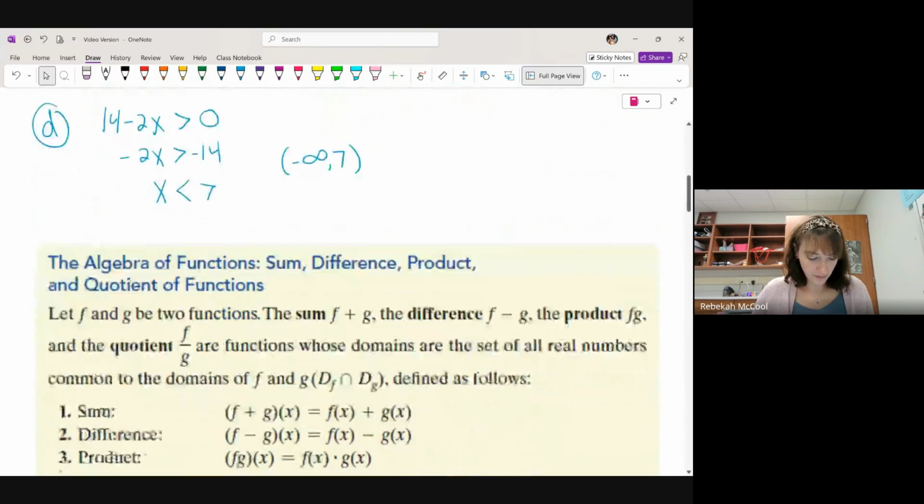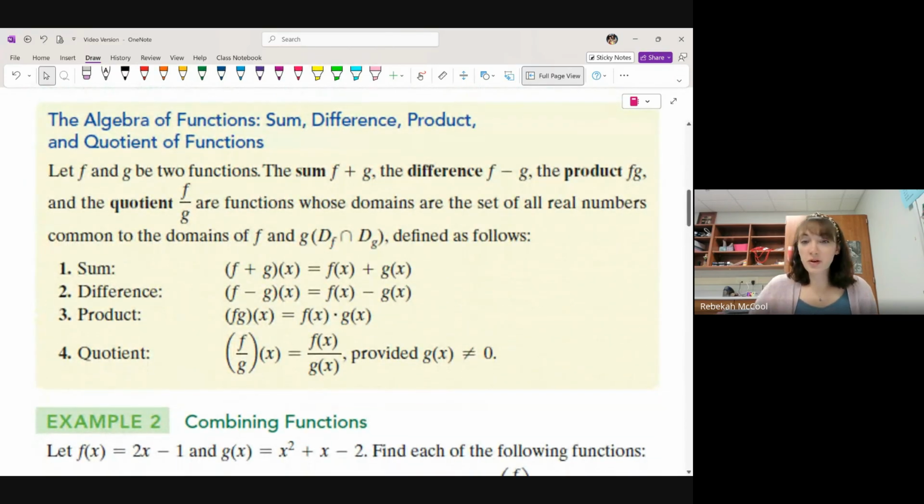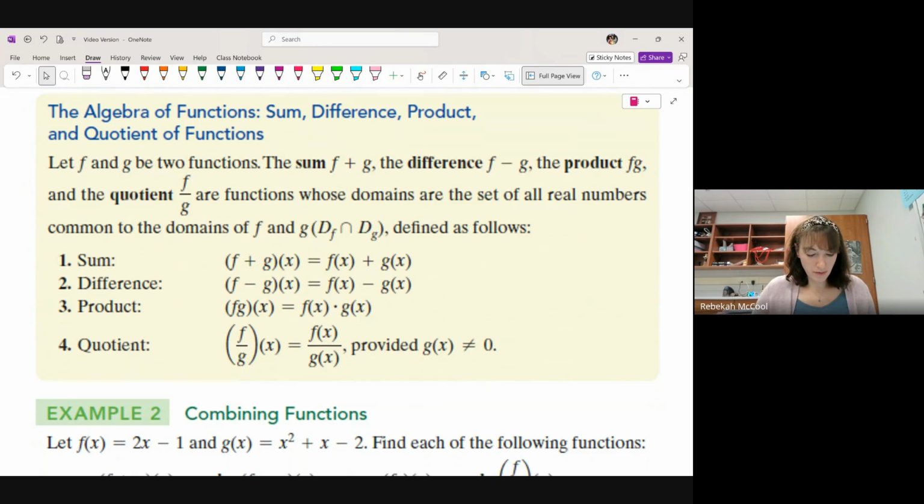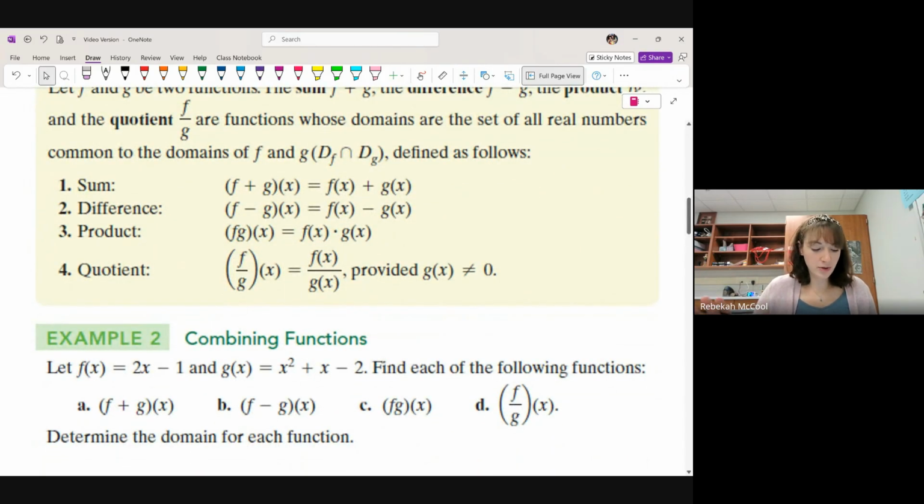So now we're going to work with multiple functions. Okay, so let's say we have f and g are two functions. We can deal with their sum, their difference, their product, and their quotient. So they're going to have domains for the set of all real numbers common to the domains of the two functions. And it is what you would expect it to be.